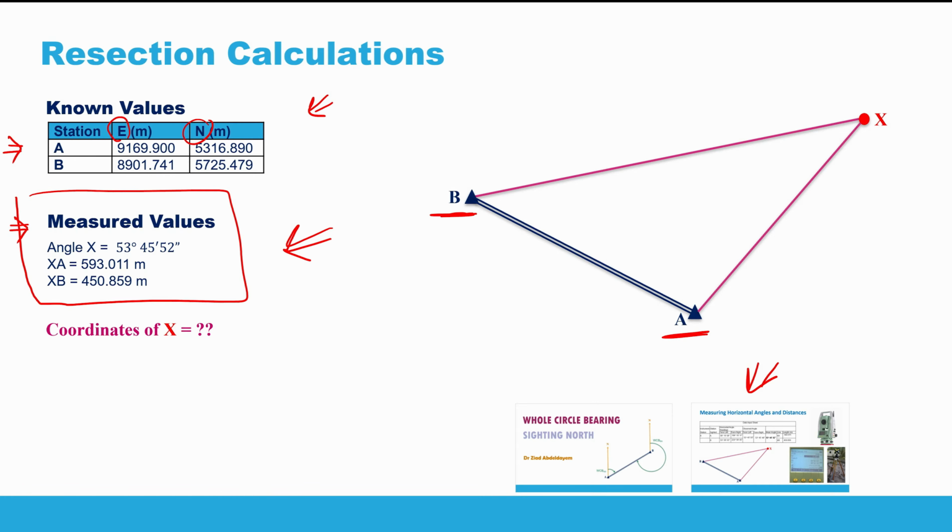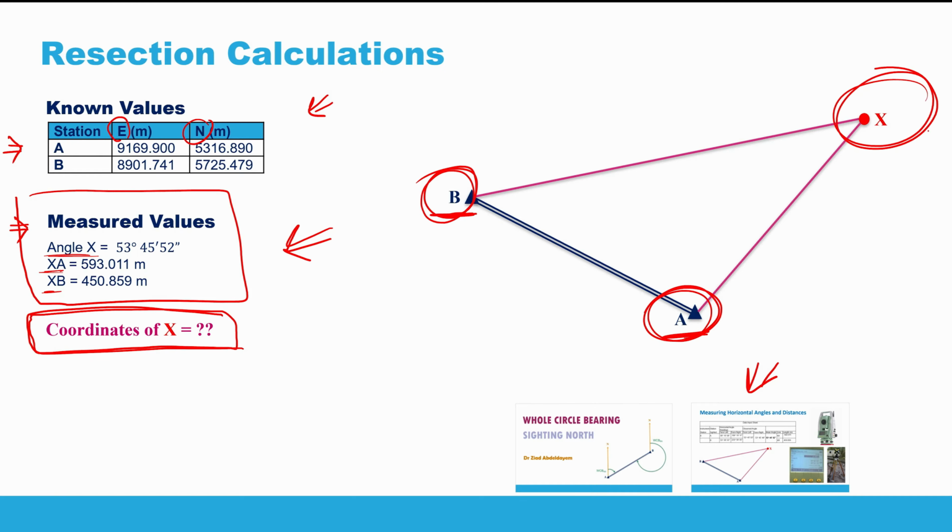So let's return here. These are the measured values using total station, and as I mentioned, we have known values. These are the coordinates of the survey stations A and B. And don't forget your aim. Your aim is to calculate the coordinates of station X, this one. This station, you know its location in the ground, but you don't know its coordinates, and you are going to calculate the coordinates.